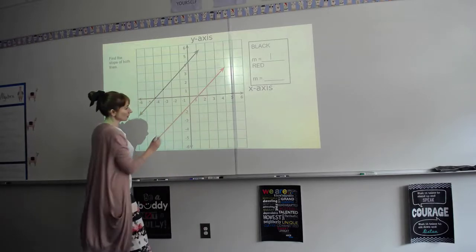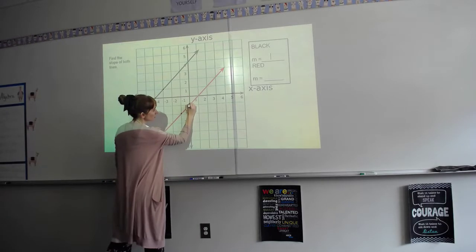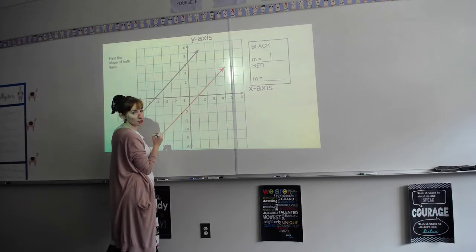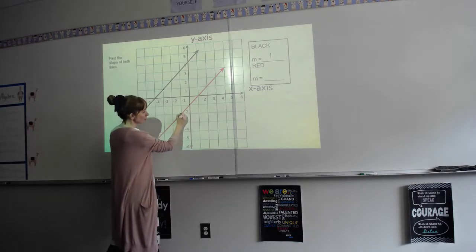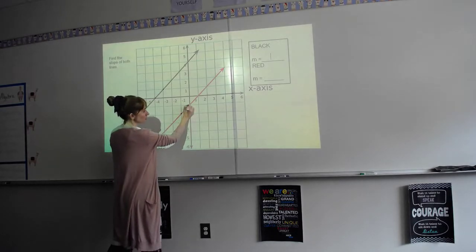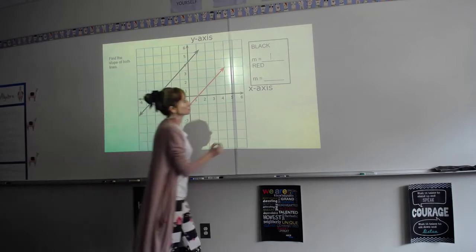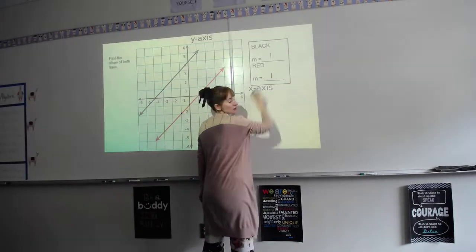And if we look at our red line right here, I'm going to find some coordinates that I for sure know what the numbers are. And looky here, the slope for this line is 1 over 1, so the slope for our red line is 1.